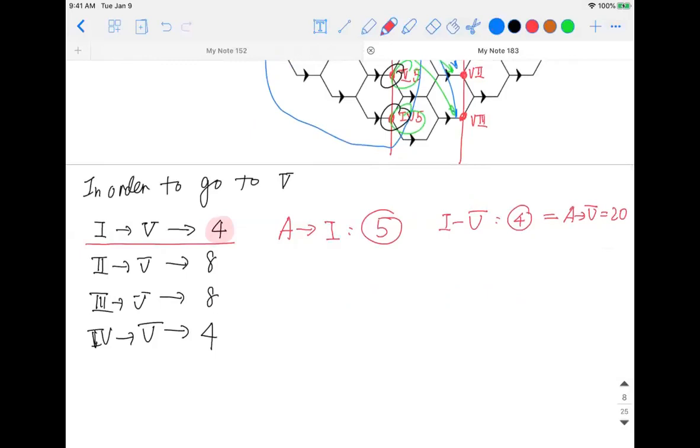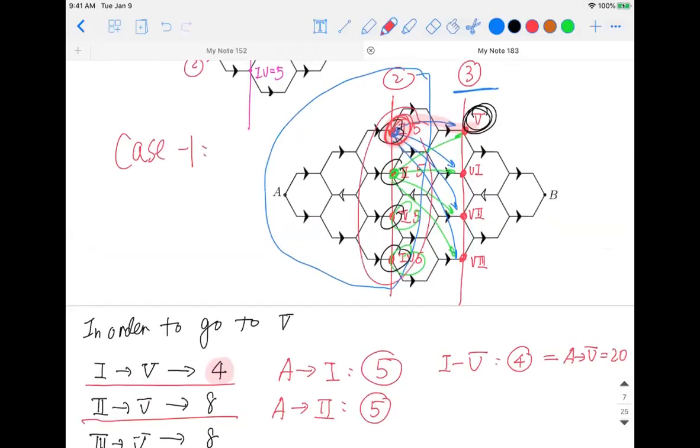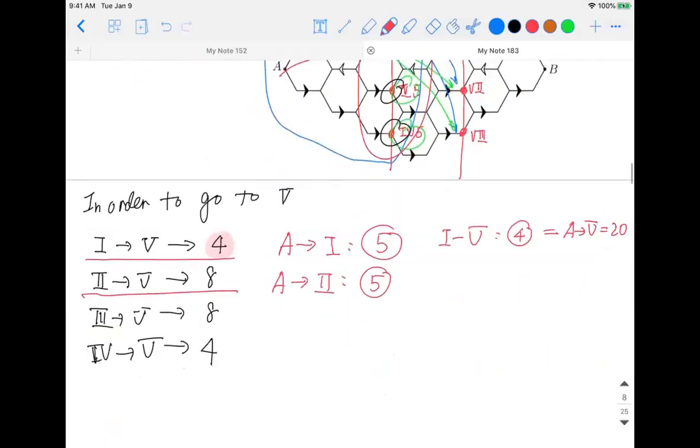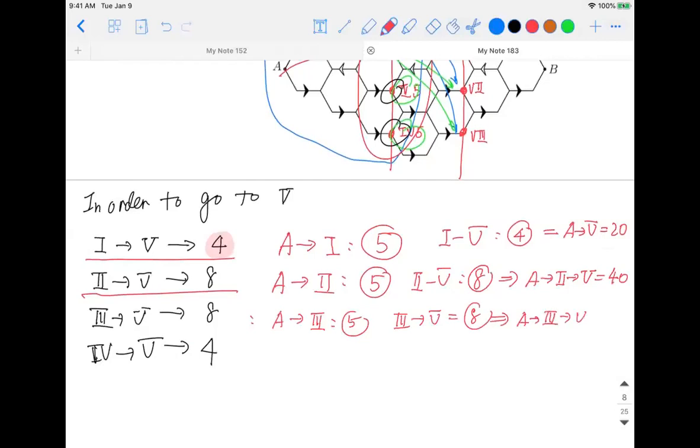Okay. So from number 2 to number 5, you have 8 different methods. But originally, from A to number 2, you have 5 ways, right? This is what we introduced here. From A to 2, you have 5. From 2 to 5, you have 8. So that being said, from A to 2 to 5, you have 40. Same thing. A to 3, you have 5. 3 to 5, you have 8. So from A through 3 to 5, you have 40 as well. A to 4, you have 5. 4 to 5, you have 4. So from A through 4 to 5, you have 20.